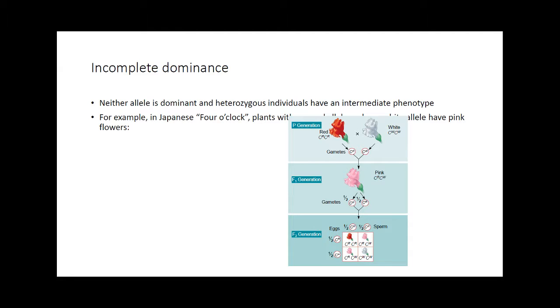So in this case, we don't have a 3-to-1 ratio of dominant to recessive phenotype. Instead, we have a 1 to 2 to 1 ratio of dominant, codominant, recessive phenotype. Someone said 1 to 1. But.